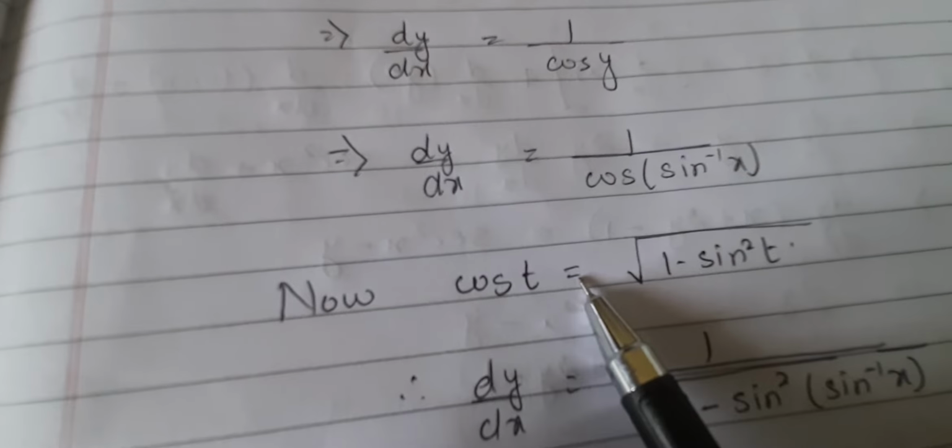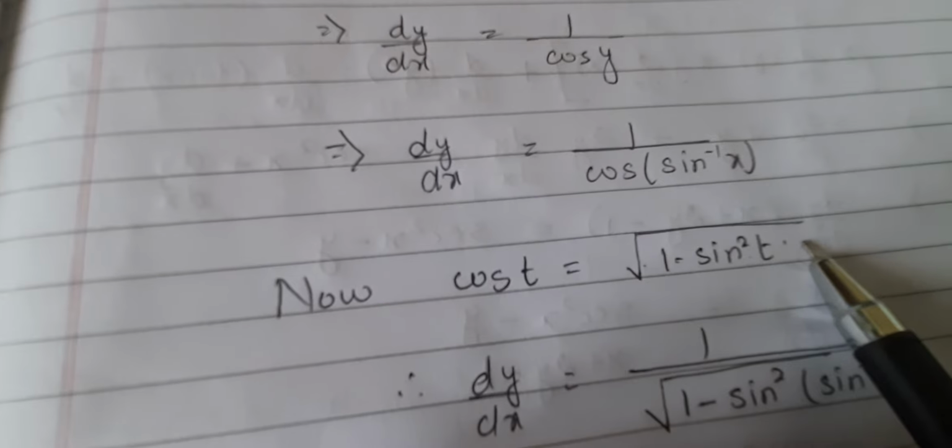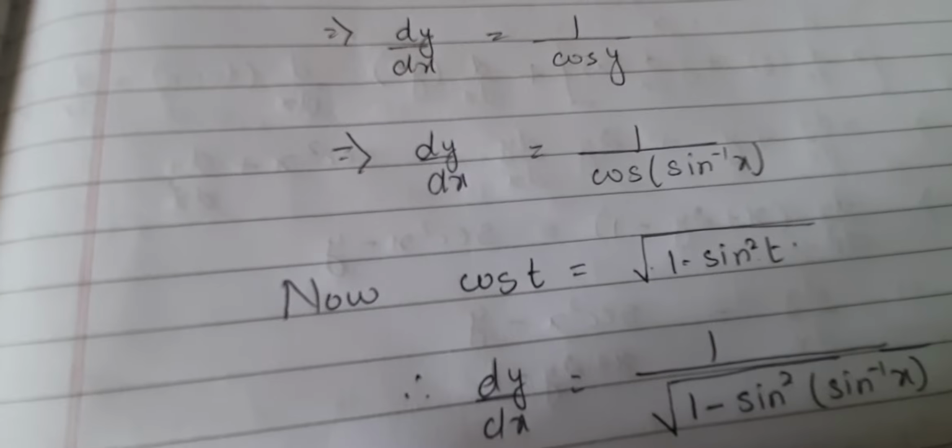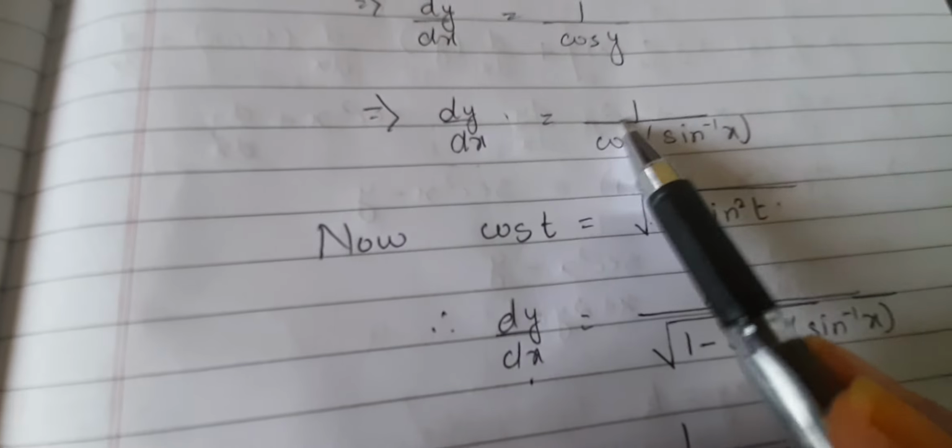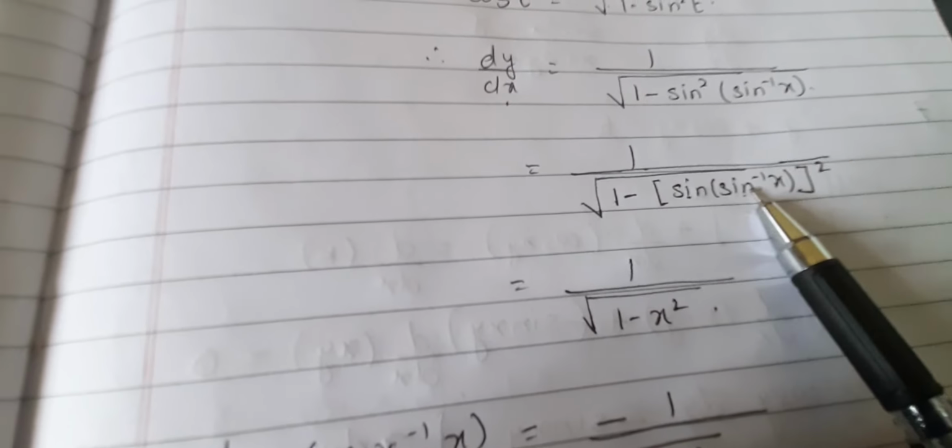Now we know that cos t is equal to root of 1 minus sine square t, because we know that sine square t plus cos square t is 1. So here dy by dx is equal to 1 upon cos y, which is root of 1 minus sine square y. So 1 minus sine square of sine inverse x. This can also be written as sine inverse x whole square. So sine of sine inverse x is x. So 1 upon root 1 minus x square. So this is the derivative of sine inverse x.